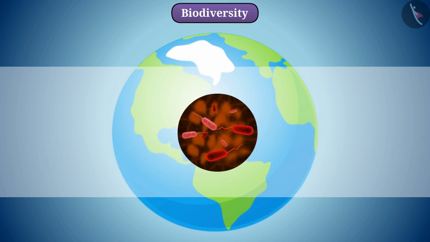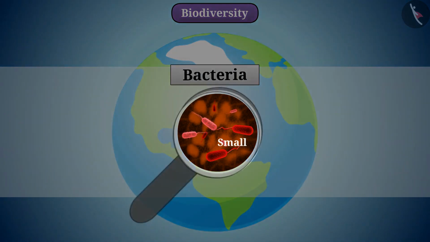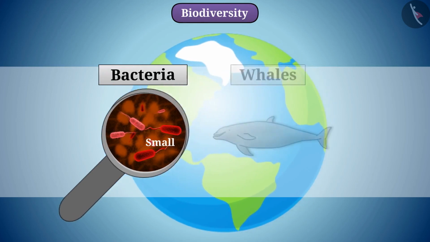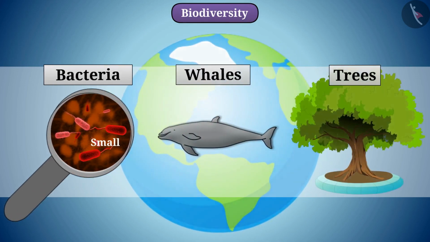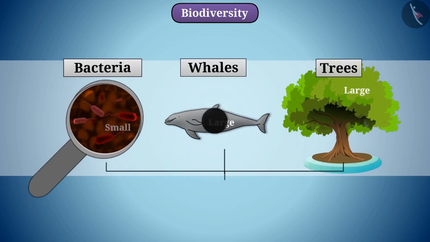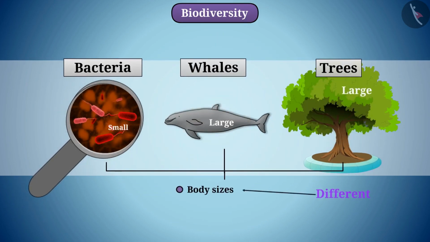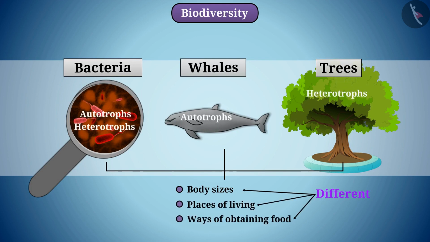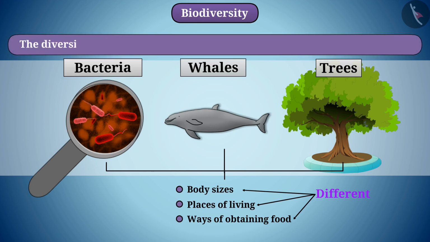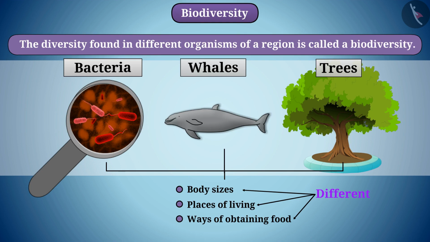Some organisms, such as bacteria, are so small that it is necessary to use a microscope to see them, while some organisms, such as whales and trees, are very large. Different organisms have different body sizes, places of living, ways of obtaining food, etc. In this way, the creatures on Earth are full of variations. The diversity found in different organisms of a region is called biodiversity.